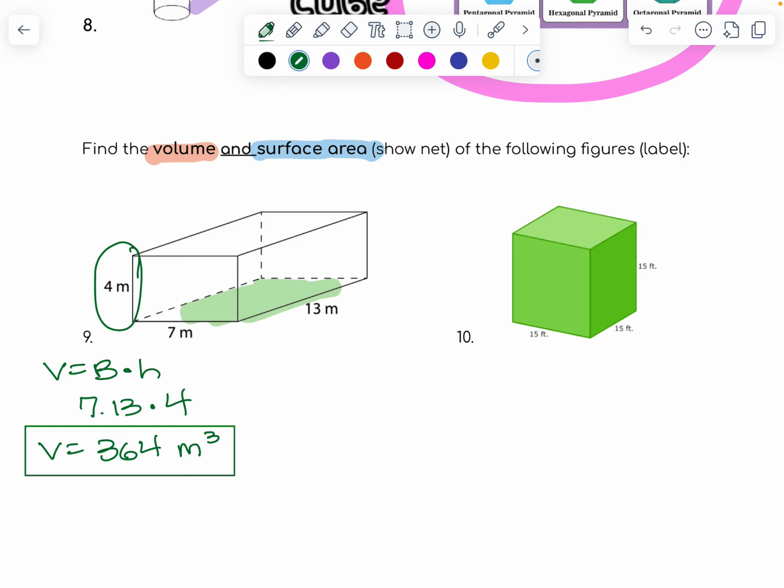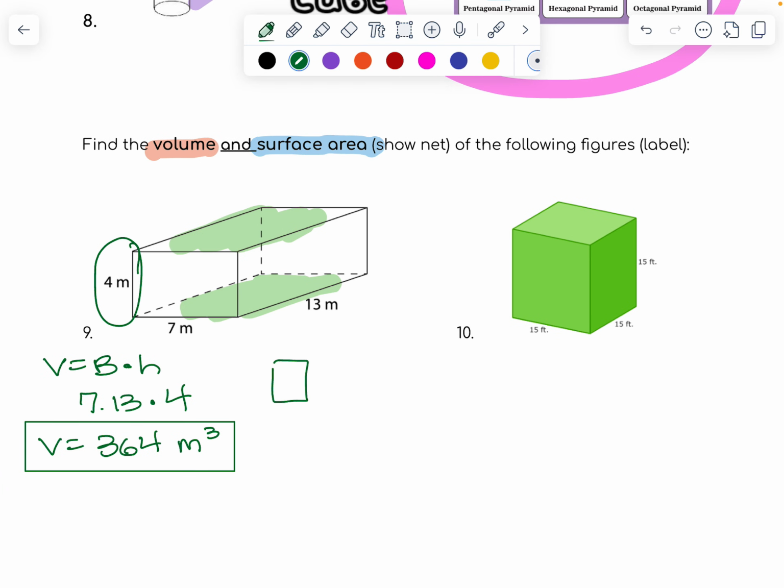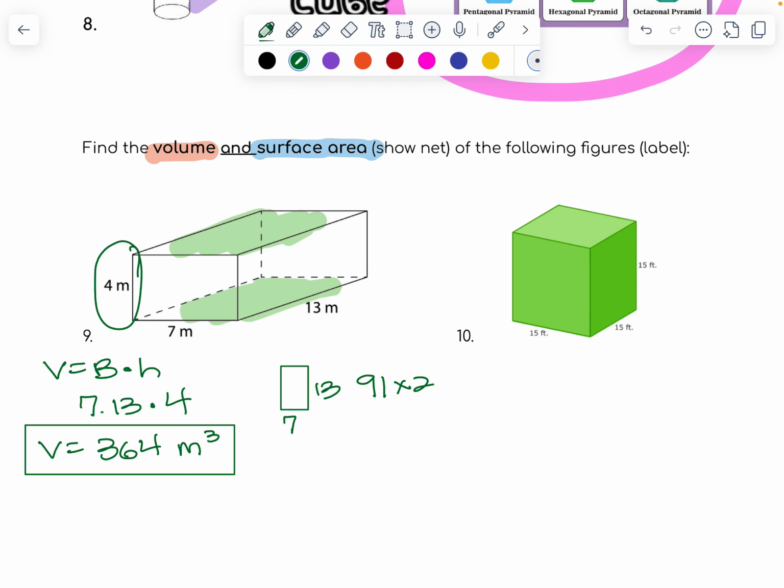All right, the next one is the surface area. So hey, while I've got this colored, don't I have a pair of 7 by 13 rectangles? Yeah, I've got a rectangle. I actually have two of them, don't I? All right, here's a rectangle. It's 7 by 13. I have two of them. Do you want to times that by 2? It's up to you. Or I can do it at the very end. It's up to you. All right, 7 times 13 is 91. I'm going to times that by 2.